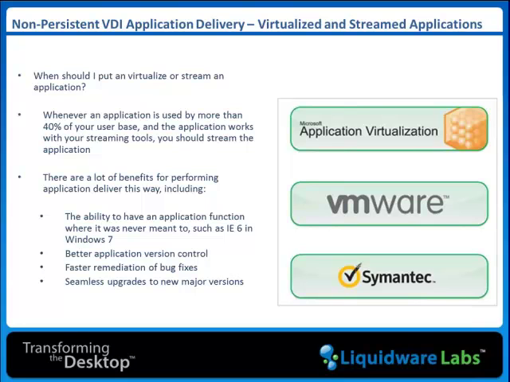Now, the only problem with this is that it's going to take time for your engineers to go and compile all these virtualized or streamed applications. This takes a lot of time. And ideally, you want to be able to deploy non-persistent VDI now. So how do we go about doing that in the seamless, easiest, fastest way possible?